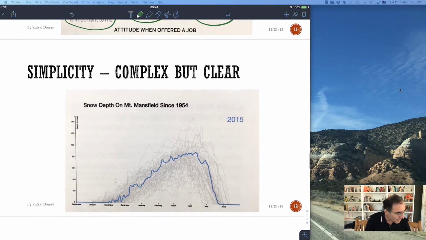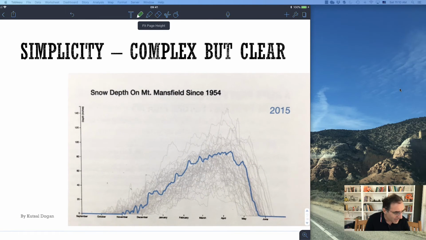Now, alternatively, a complex chart which has a lot of data in it could be very, very clear. Here's an example. Basically, it shows you the snow depth on Mount Mansfield. I don't know where Mount Mansfield is. Since 1954, right? So if you look at each month, and you can see each year here, all the gray areas are alternate years, and you look at 2015 and see it was just an average year. Okay, 2015 in no way was different from any extreme points.